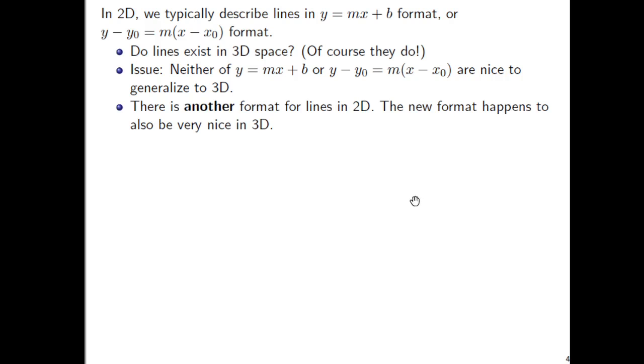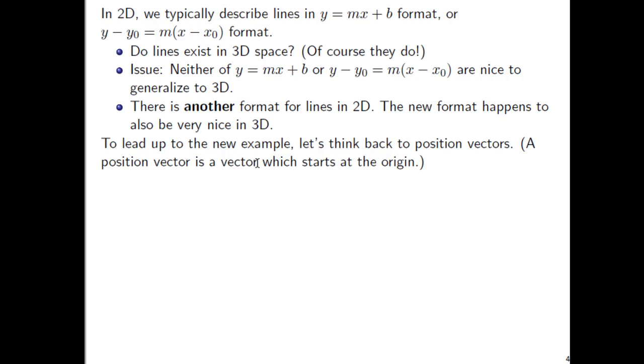So there's another format for lines in 2D that doesn't usually get covered because the two forms we have tend to be fairly convenient. But this other format for lines in 2D happens to generalize very nicely to 3D. So to lead up to this new way of looking at lines, let's think back to position vectors.